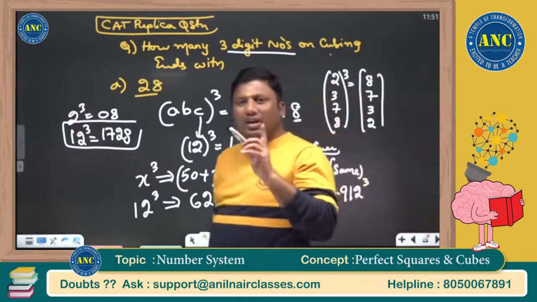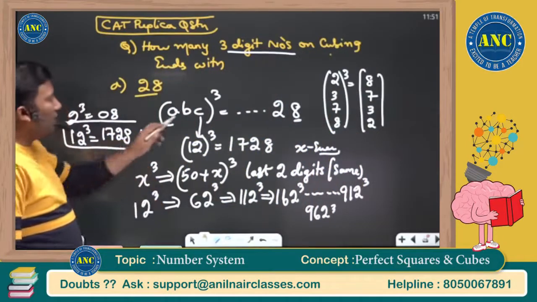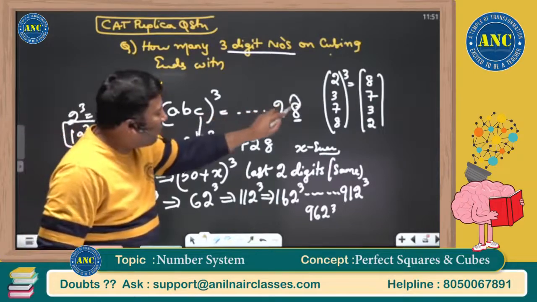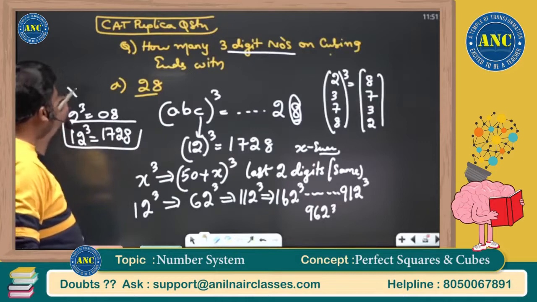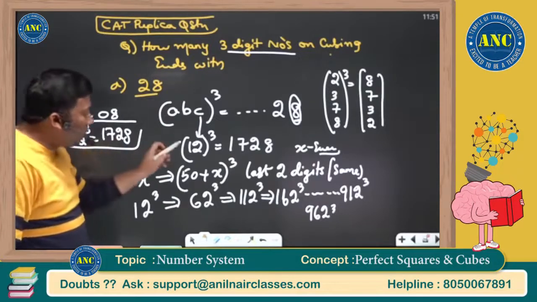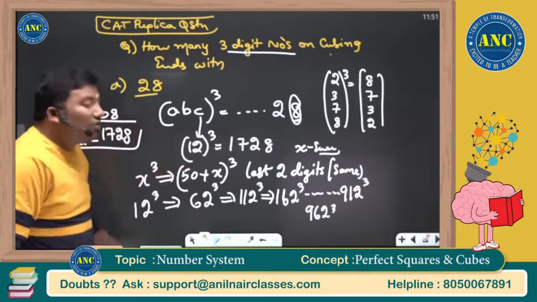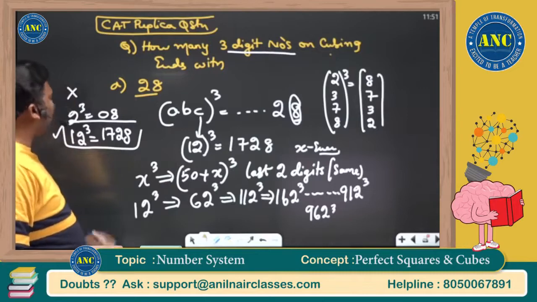First, we have to get the lowest number on cubing. Last 2 digits should be the same. x cube ending with 8. Which number on cube ends with 8? 2 cube is 8, but I want 28, so 2 cube is not possible. 12 cube is 1728. So to get 28, the lowest 2 digits we got is 12.